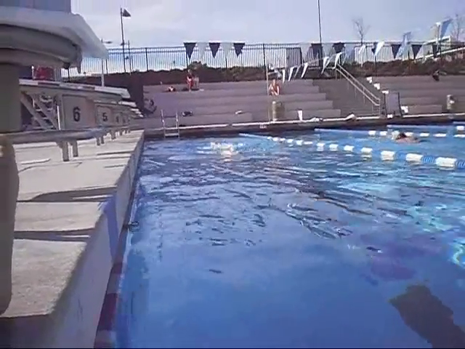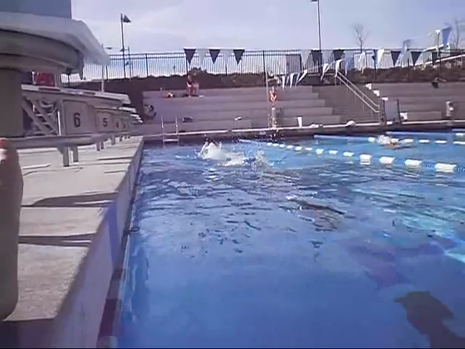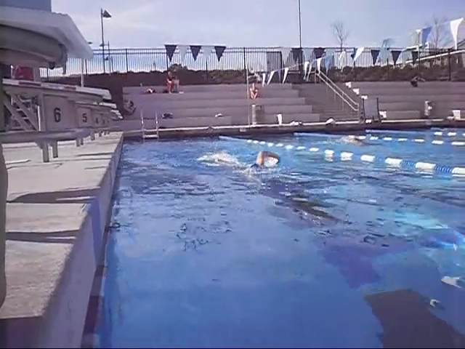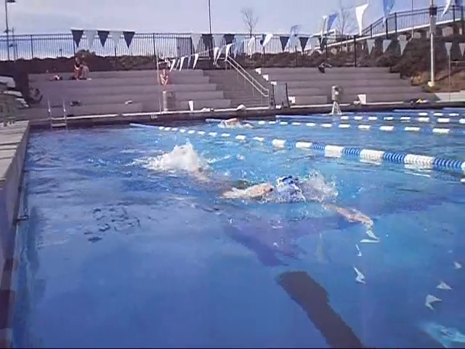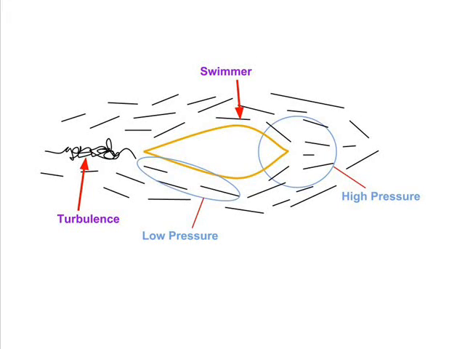Now remember, moving water has a lower pressure than stationary water. As a swimmer's speed increases, pressure accumulates around their head, and this creates a pressure difference between the head and the feet. The difference in pressure creates turbulence behind them as they move through the water.